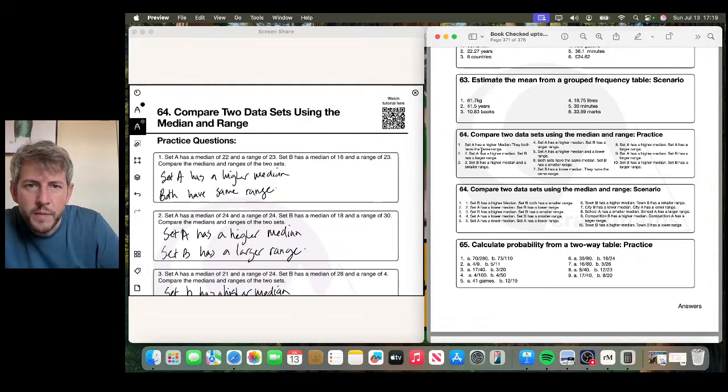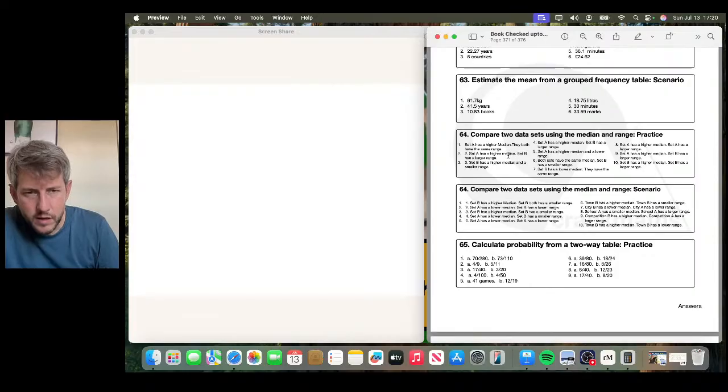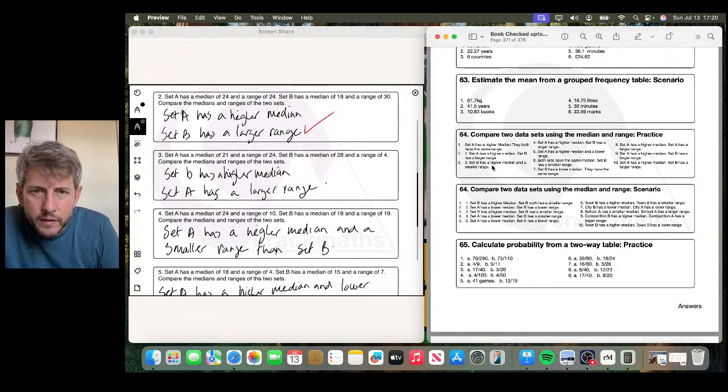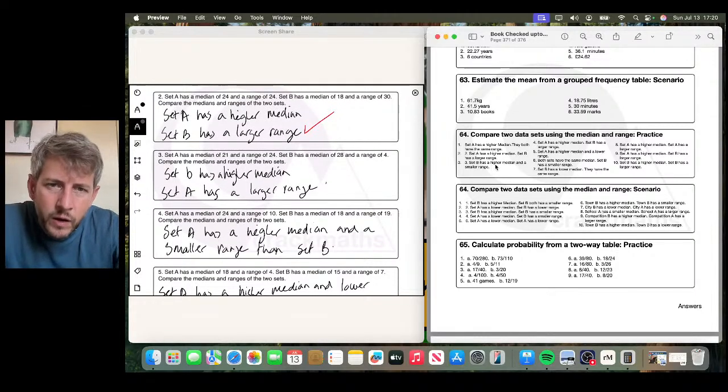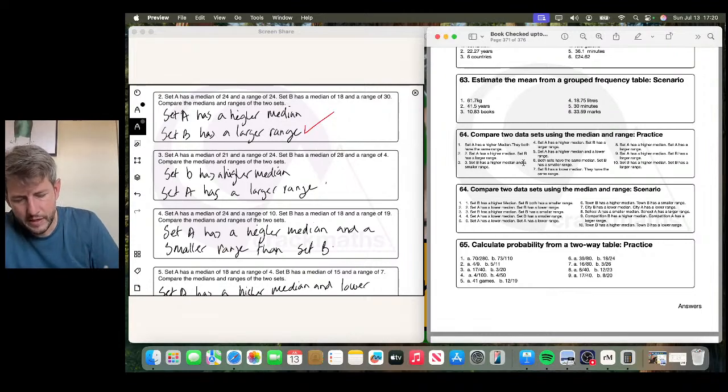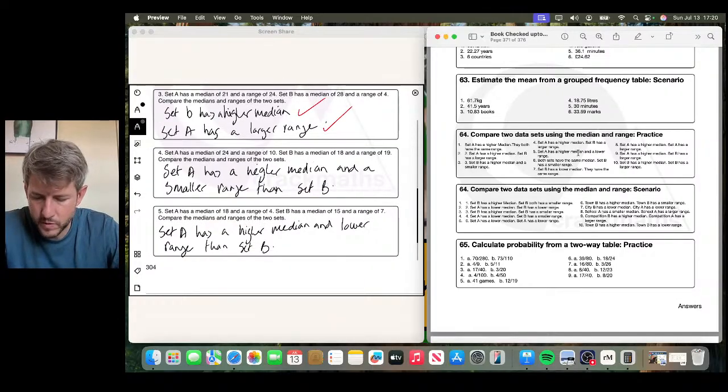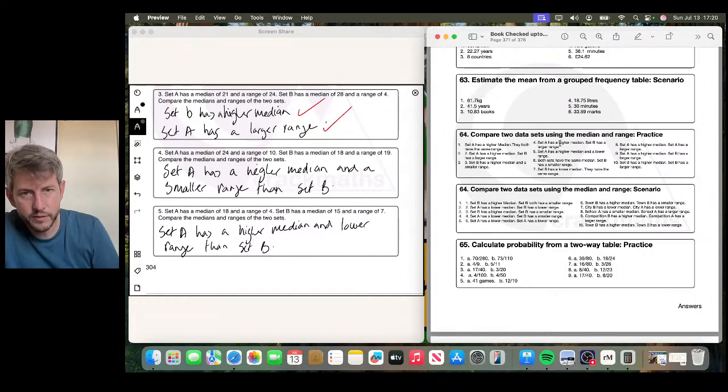Yeah, set A has a higher median. They both have the same range. Yeah. Set A has a higher median. Set B has a larger range. Yeah. Set B has a, oh, that's interesting, there's that 1, 2, 3 there. Set B has a higher median and a smaller range. Set B has a higher median, yeah, same thing, just a different way of saying it. Set A has a higher median, set B has a larger range.